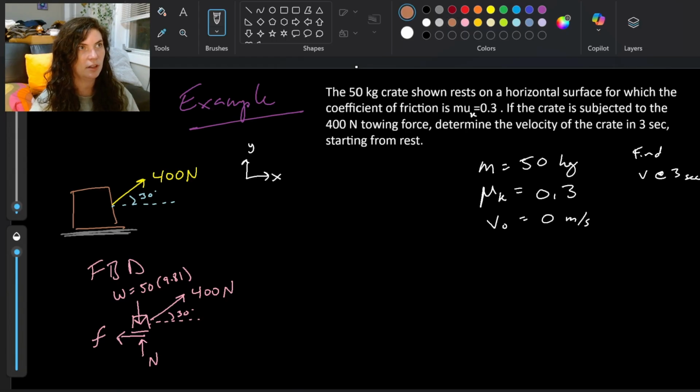I guess let me draw this crate in a different color so you can kind of see. Nope, just kidding. That does not look better. Sorry.